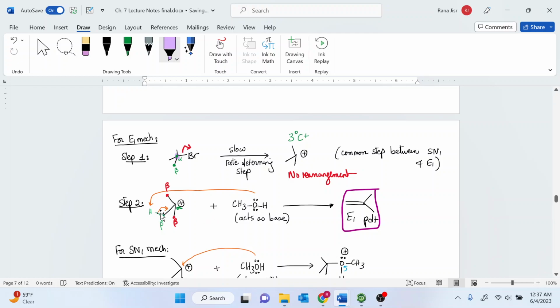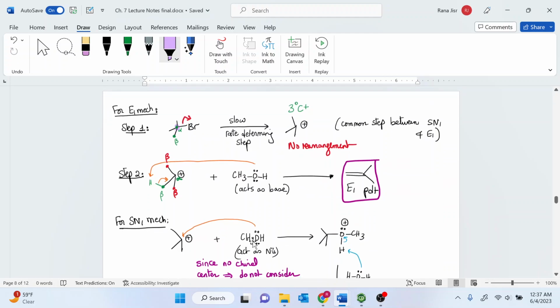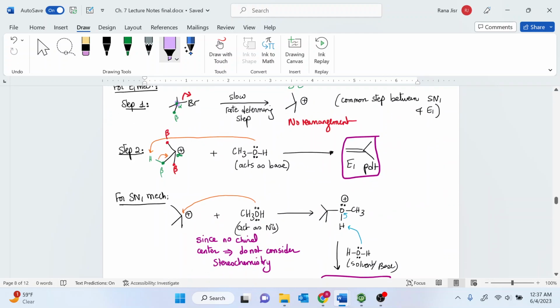So the base is going to come, take the beta hydrogen, and form a double bond. There is no leaving group here because the leaving group left in the first step. You're going to get your E1 product. Now, when the methanol acts as a nucleophile, you're going to get your SN1 product. Notice the difference in the role of the base and the nucleophile. Both are the same, but we know bases take beta hydrogens. Nucleophiles attack the sp3 hybrid carbon.